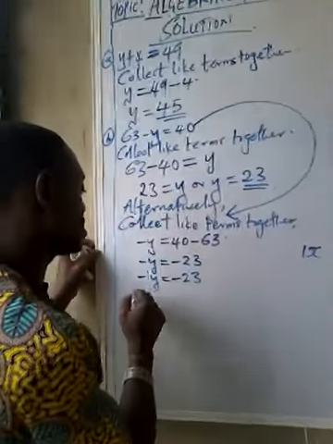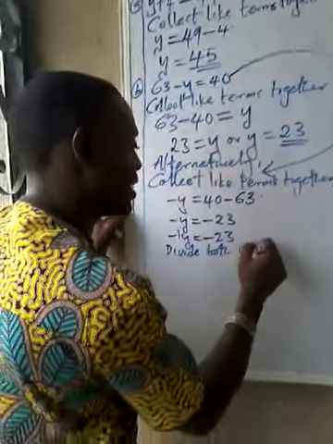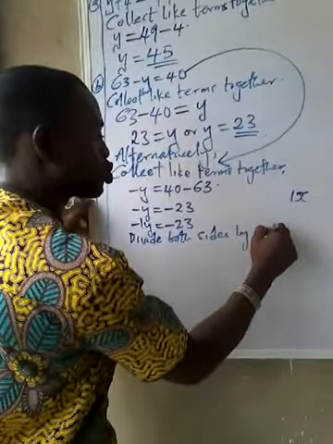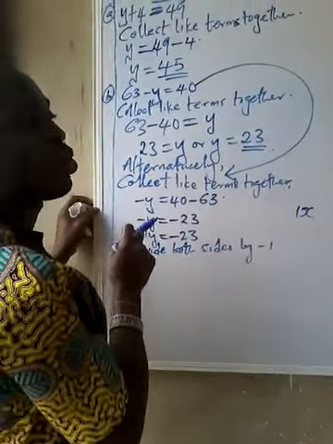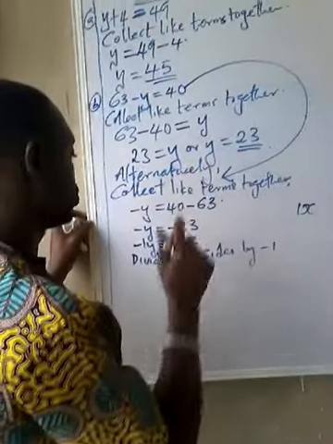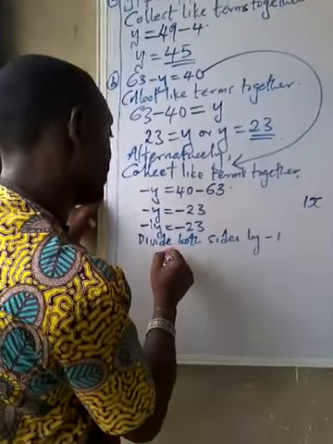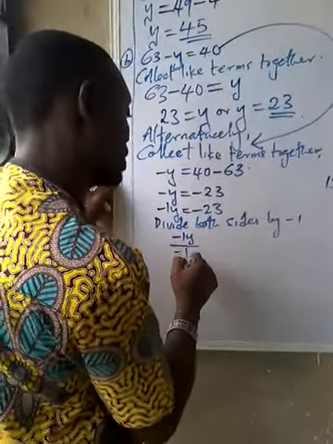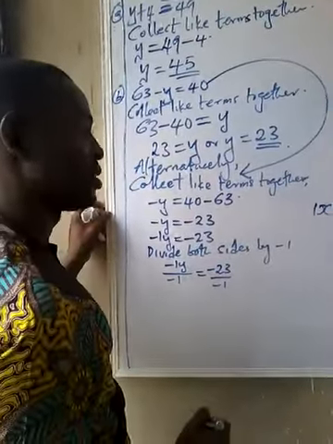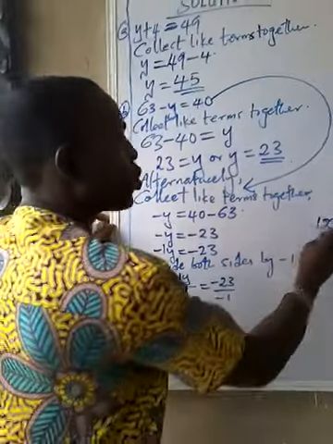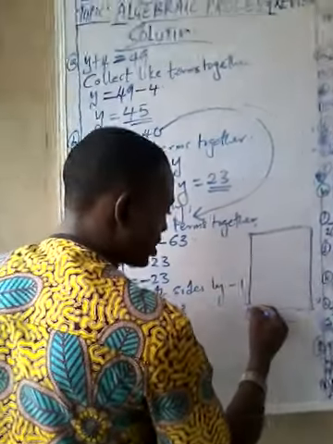So what do you do in this case? You say divide both sides by minus 1. Why? You want to clear the minus because you're not looking for minus y, you are looking for y. So dividing both sides by minus 1, if you put it into action, you have minus 1y all over minus 1 is equal to minus 23 all over minus 1. Now, let me create a box here and give you things to note.